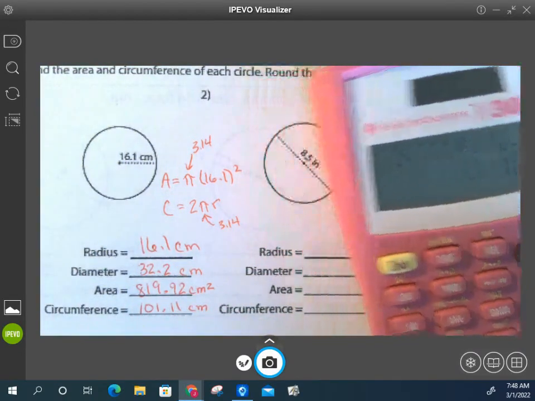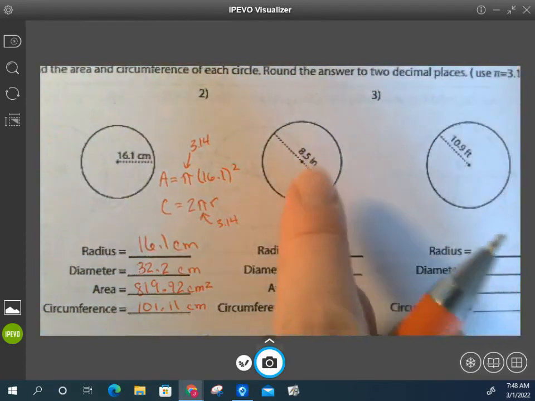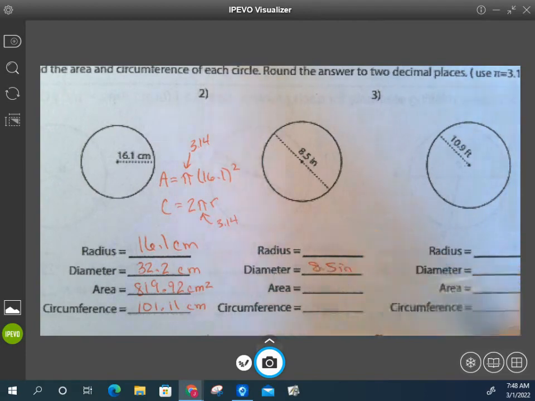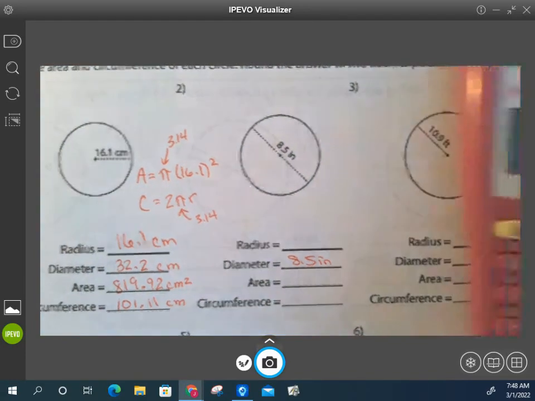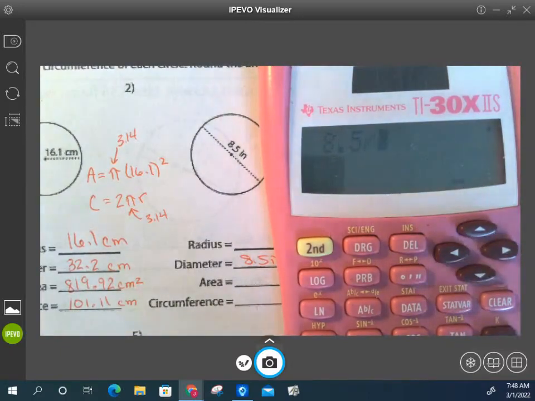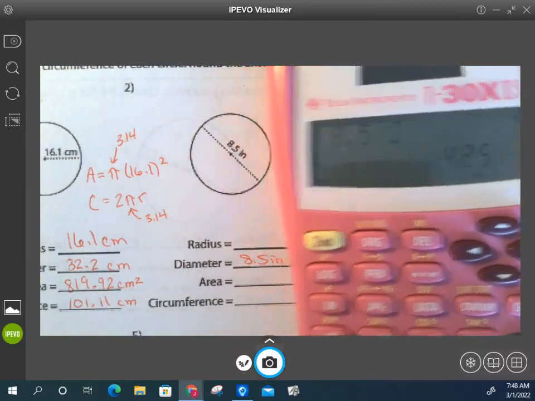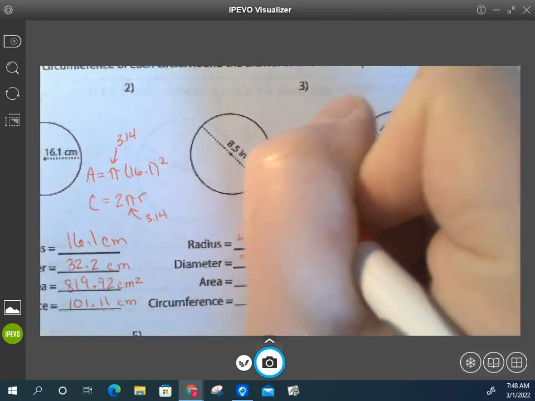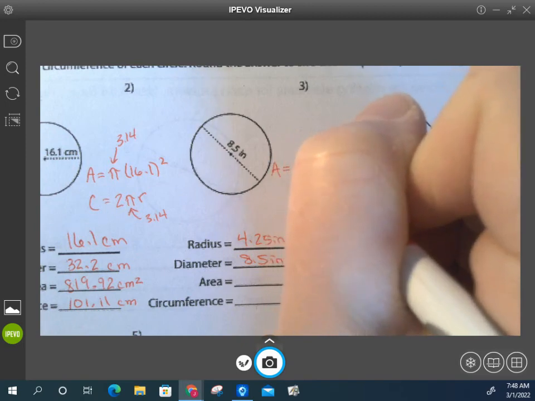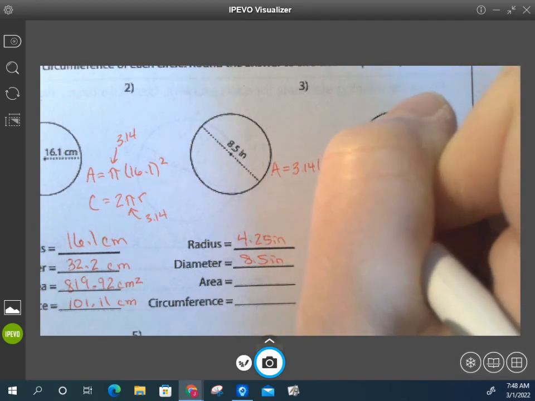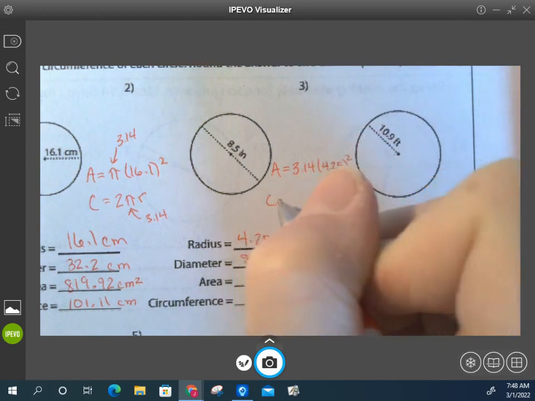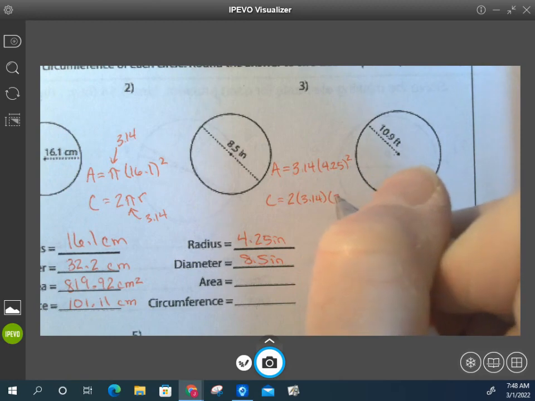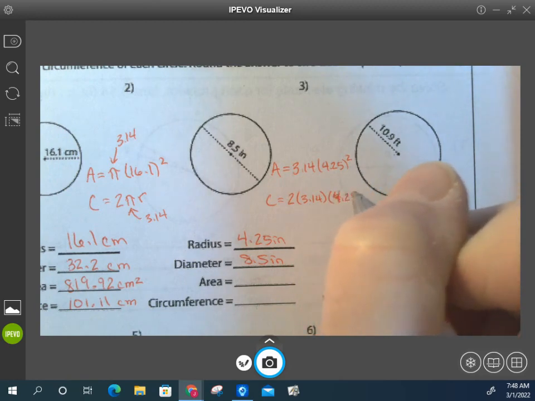And that is just in centimeters. Okay, now, in this one, they gave you the diameter, so I can put that in as 8.5 inches. What do I do to get the radius? I take half of that. So divide that by 2, and I get 4.25. And that is what I'm going to use. So when I go to find the area, it is going to be pi, 3.14, times 4.25 squared. When I find circumference, it's going to be 2 times 3.14 times 4.25.